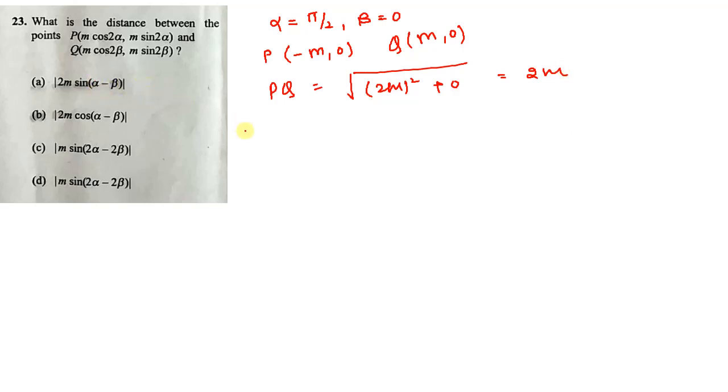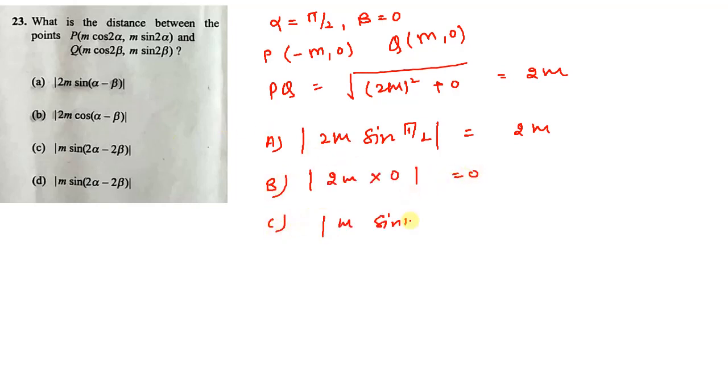Now putting all these values in options and check which option satisfies these conditions. In the first option A, 2m sine alpha minus beta means pi by 2, and sin pi by 2 is nothing but 1, so it is 2m. Option number B is equal to 0. Option number C is also 0. So option number A satisfies all these conditions. So option number A is our answer.